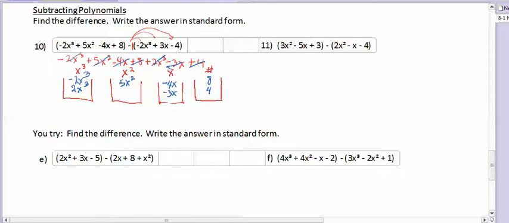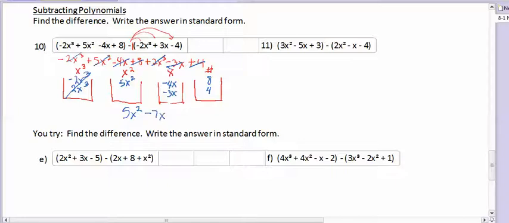Well, I have a negative 2 and a positive 2. Well, that's 0. I don't need to write anything down. I'm going to cross that off. I don't need that one. I have a 5x squared here. And now I have a negative 4 and a negative 3. If I add them together, 4, 5, 6, 7, and they're both negative, so it's negative 7x.